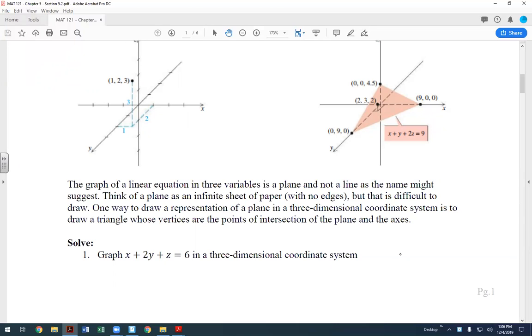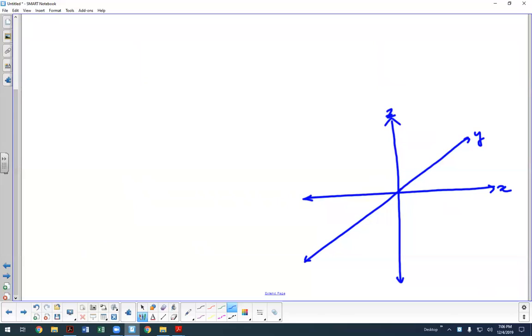Think about when they taught us how to draw cubes, we always draw some of those lines at an angle to show us that there's a depth, but we can't really draw a cube on a two-dimensional piece of paper. So that's kind of what we're going for here.